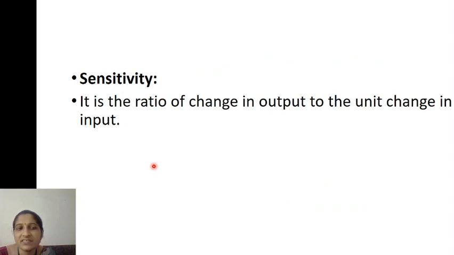Sensitivity. Sensitivity is the ratio of change in output to the unit change in input. For some amount of input change, you are getting some amount of output change. So the ratio of the change in output to the change in input is called the sensitivity.